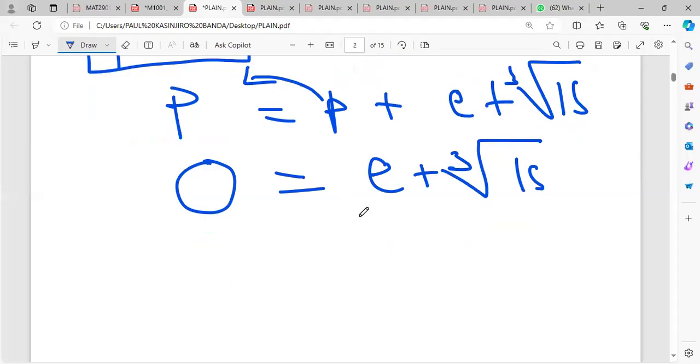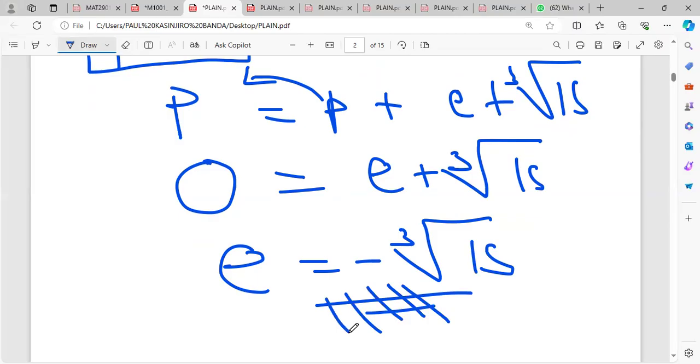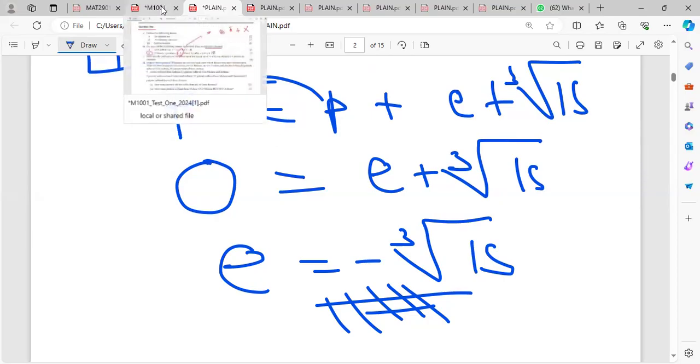Okay, and then from here we want to solve for E. So we just take this cube root of 15 to the other side. So our E will be equal to minus the cube root of 15. So in that number 2, this will be our identity element. Okay, so that's how you do that. And then we go to other questions.